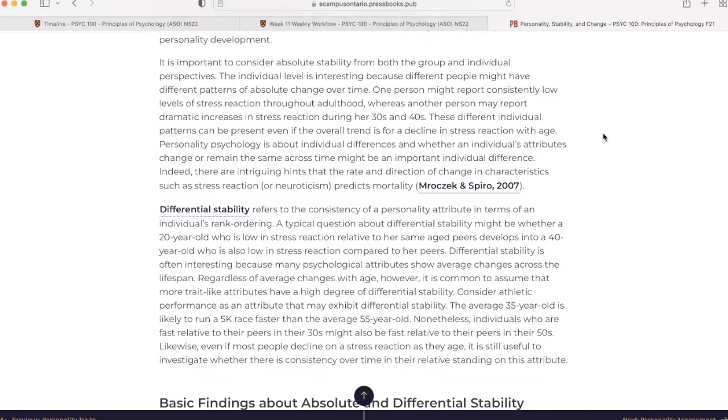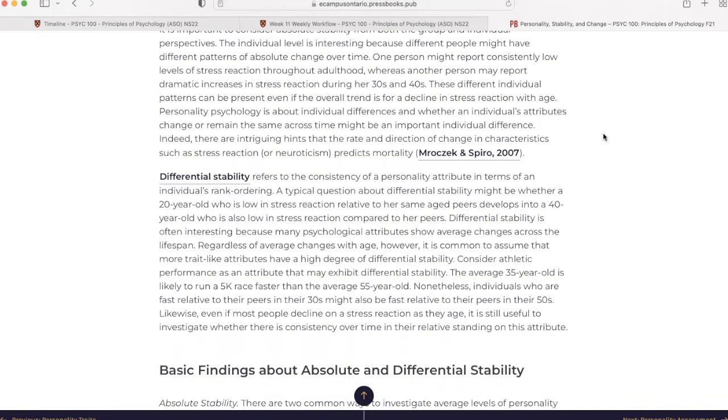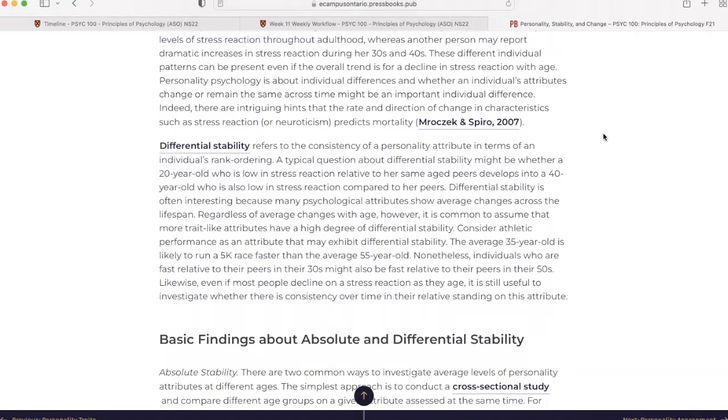These different individual patterns can be present even if the overall trend is for a decline in stress reaction with age. Personality psychology is about individual differences, and whether an individual's attributes change or remain the same across time might be an important individual difference. Indeed, there are intriguing hints that the rate and direction of change in characteristics such as stress reaction or neuroticism predicts mortality.